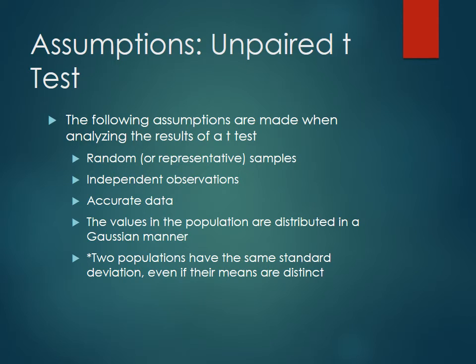So again, two populations, hopefully they have the same standard deviation, even if their means are distinct. That's one that you would like to see, but that's by using similar numbers of patients in each group or a similar number of samples. Hopefully your standard deviation should be roughly similar, right? Because a lot of that's based on your population size or your sample size, okay?